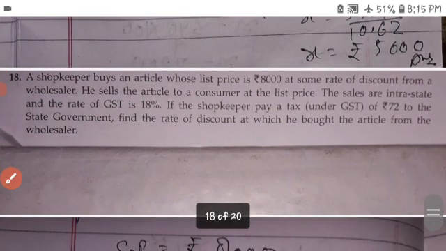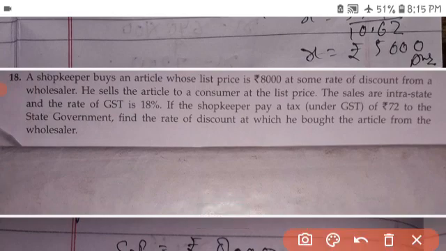Question number 18. A shopkeeper buys an article whose list price is rupees 8000 at some rate of discount from a wholesaler. He sells the article to a consumer at the list price. The sales are intra-state and the rate of GST is 18%. If the shopkeeper pays GST of rupees 72 to the state government, find the rate of discount at which he bought the article from the wholesaler.